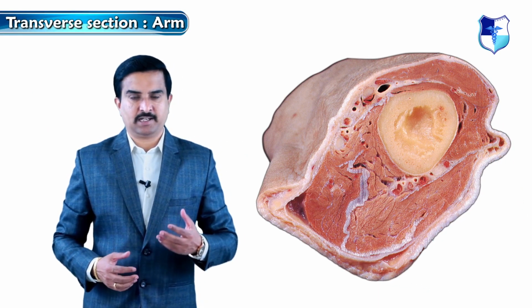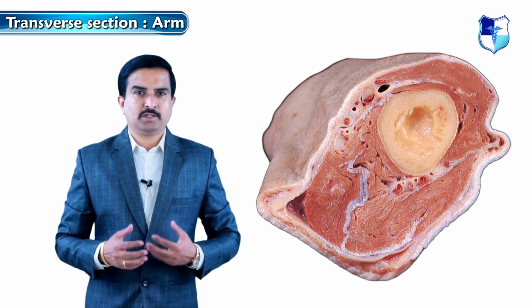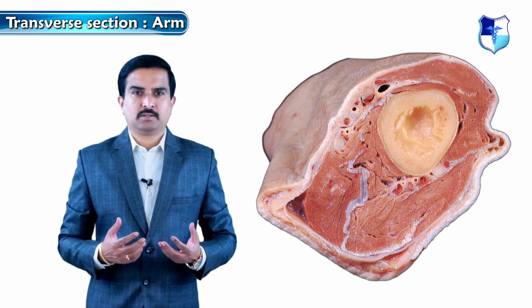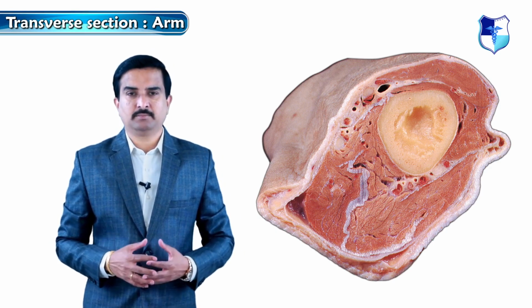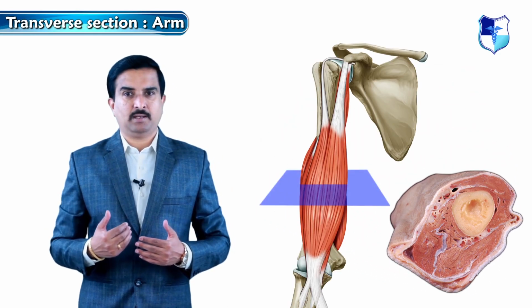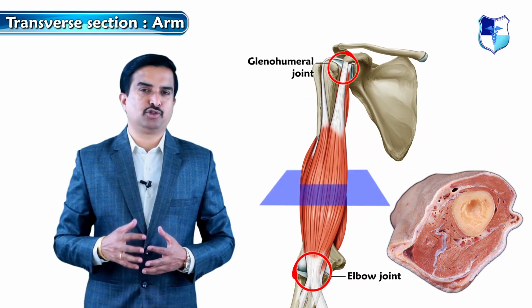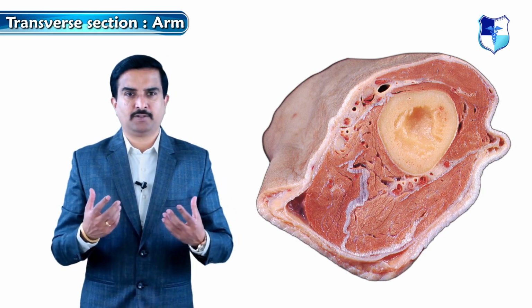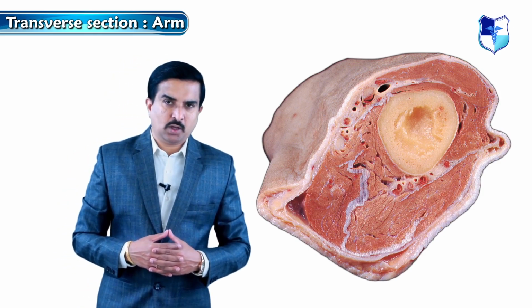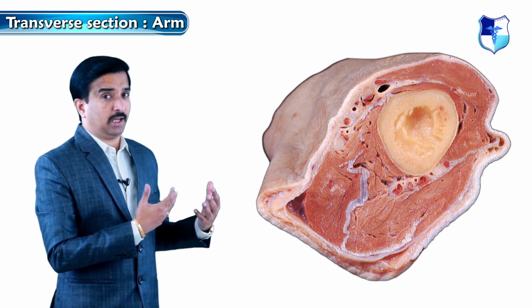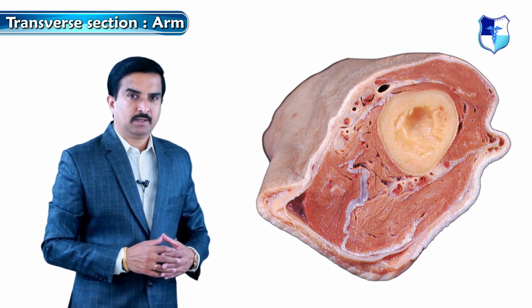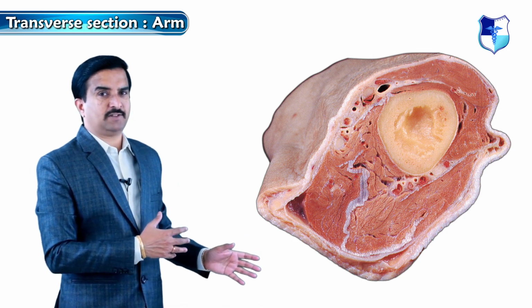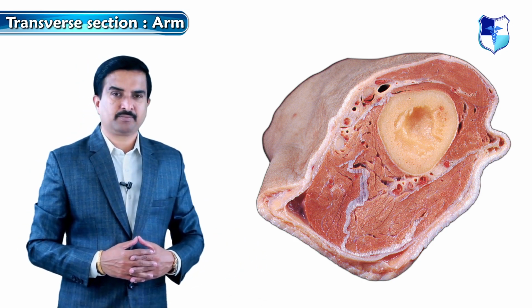Hello guys, here in this session of Cadaveric anatomy, we are going to talk about the transverse section of the arm, that is the midway between the glenohumeral and the elbow joints, where we can appreciate all the compartments of the arm. So now we can see the cadaveric image very carefully here. This is a beautiful image of the transverse section of the arm.